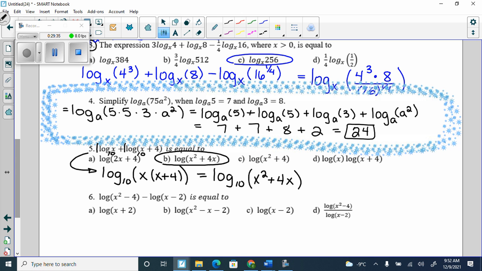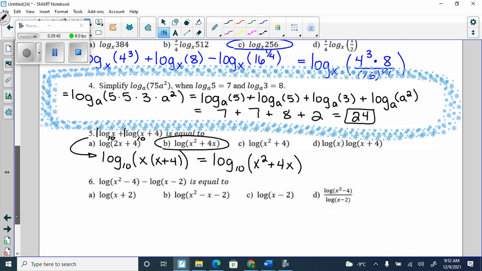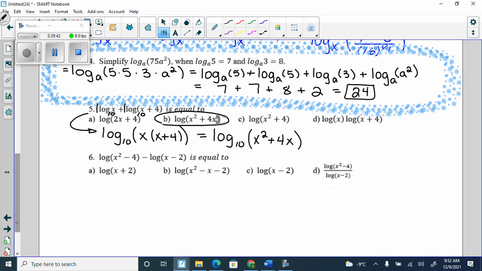which is b. We're multiplying what? Oh, the thing by the... no, I'm sorry. No, you multiply what's beside the logs. Which one are we doing? 5. 5. No, but like, x and x plus 4. You're just multiplying what's beside the logs together. Okay.